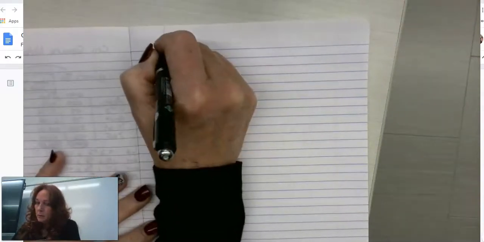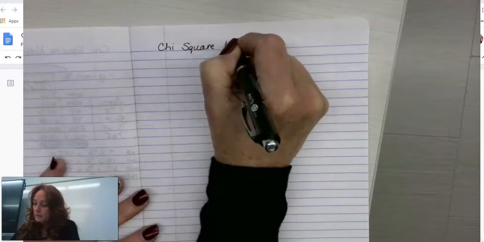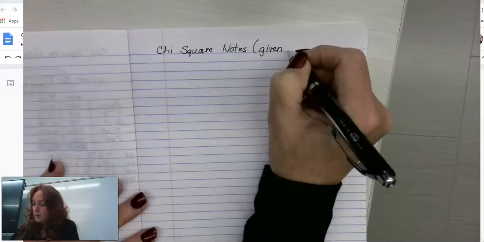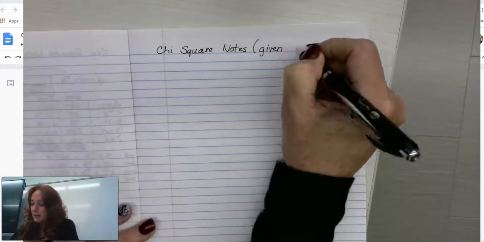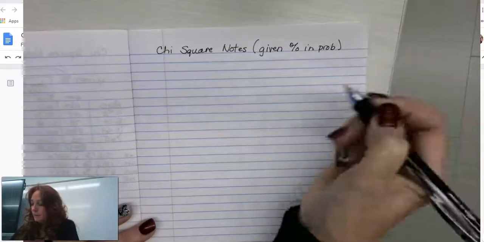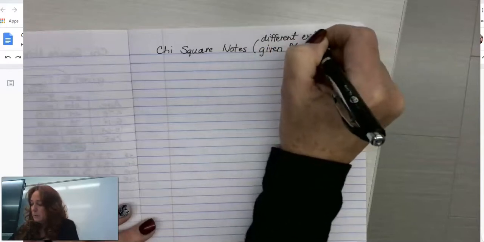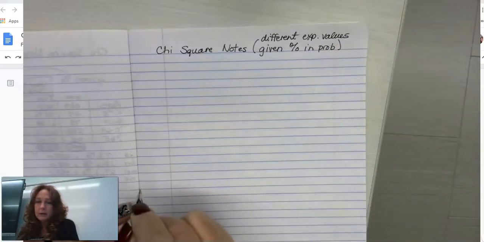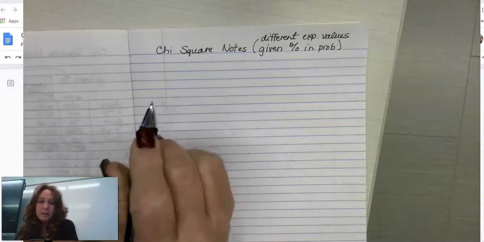So let me just make myself here that I'm taking some notes on chi-square, and I'm going to put two little pieces of information. This is going to be based on when I've got problems that I'm given percents in the problem, and that there's different expected values, so that we're not talking about equal likelihood. And these are no different and no more difficult. You just really have one more step.